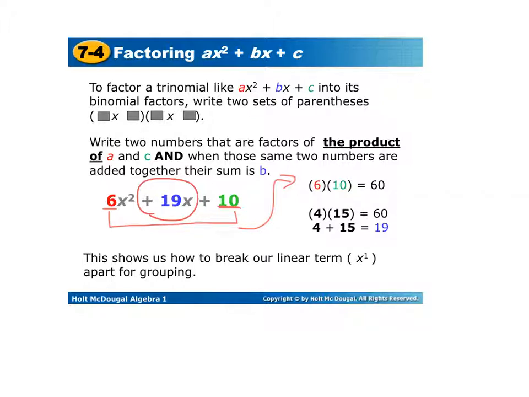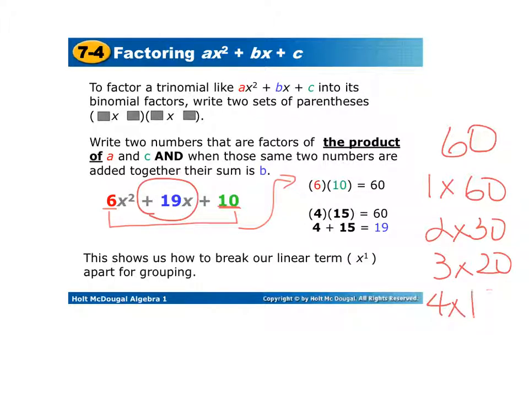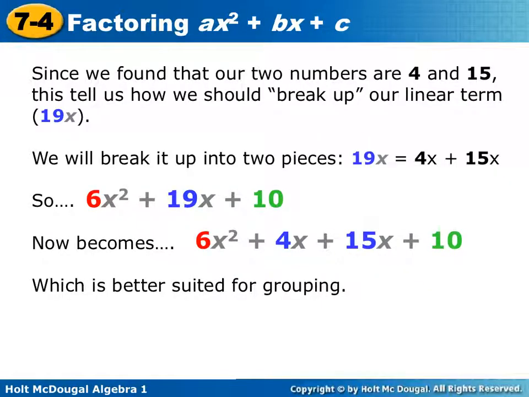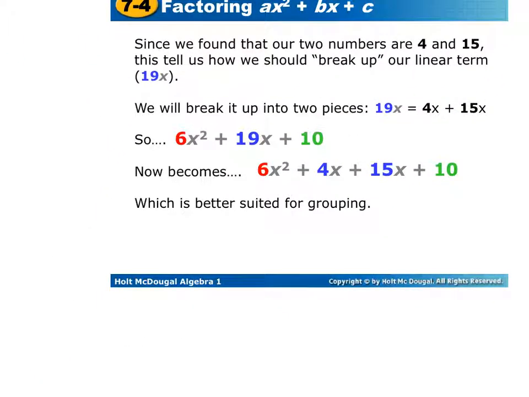So in this case, if you weren't sure that it was 4 and 15, you could start by making out your list of the factors of 60. 1 times 60, 2 times 30, 3 times 20, and then finally when you get to 4 times 15, you can see that's the one that you need. And then from there, we are going to create a 4-term polynomial with those terms. So on the next slide, we're going to break it up into different pieces.